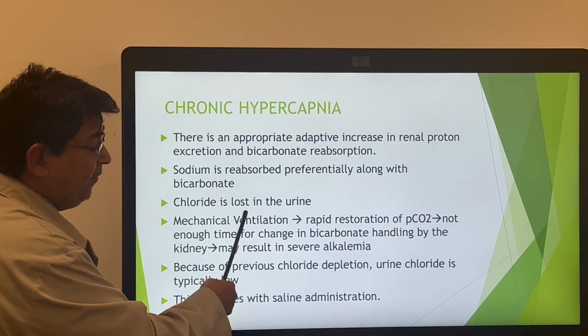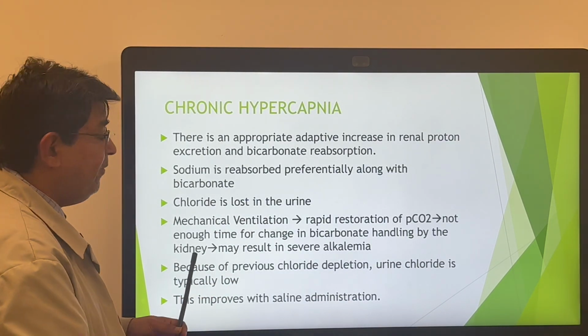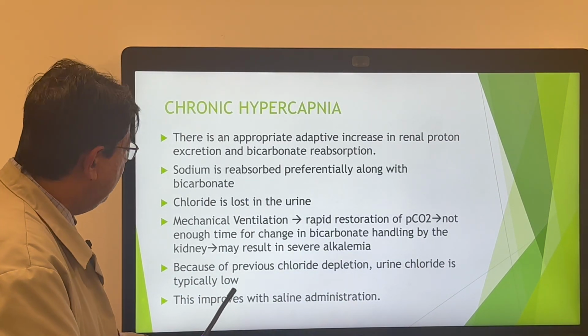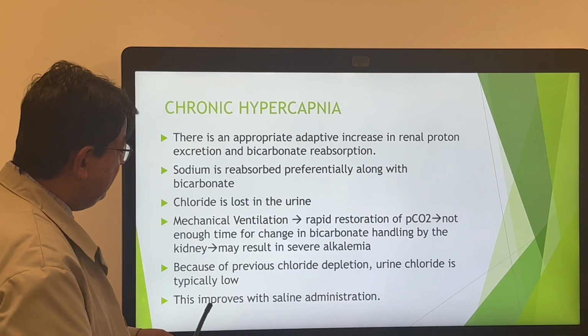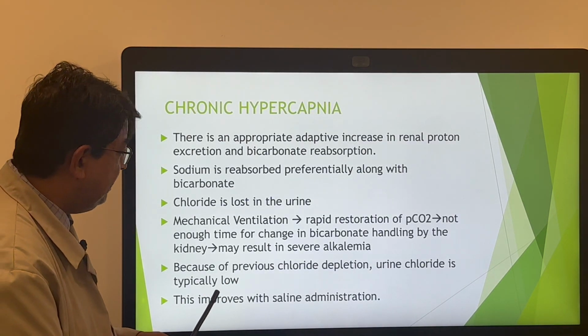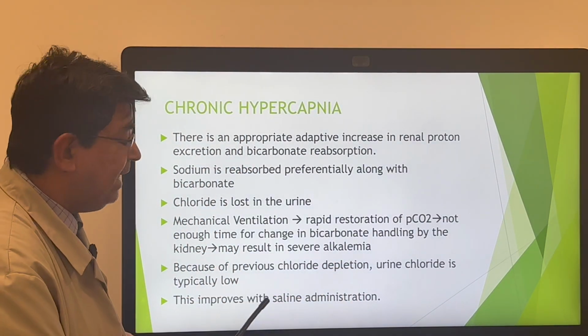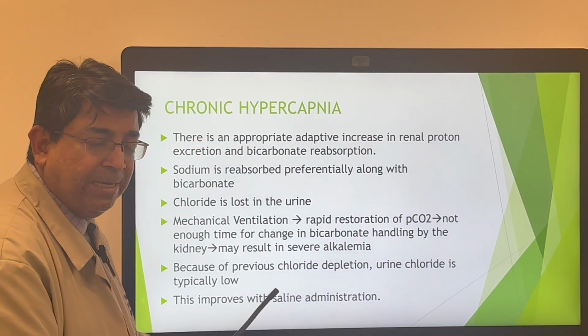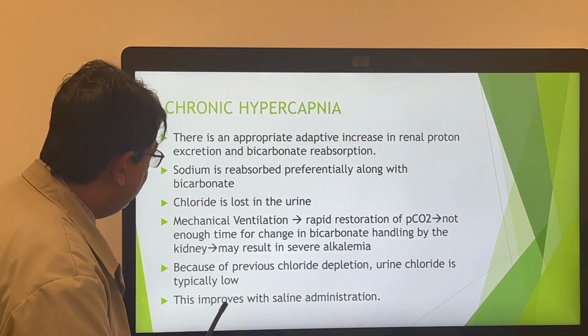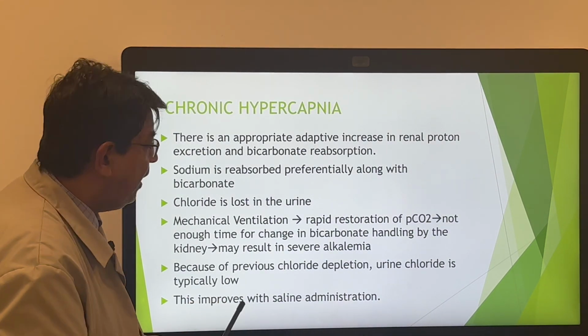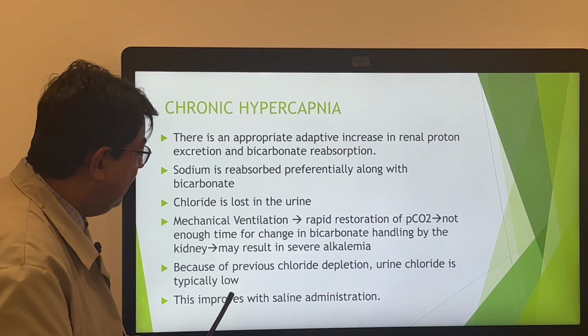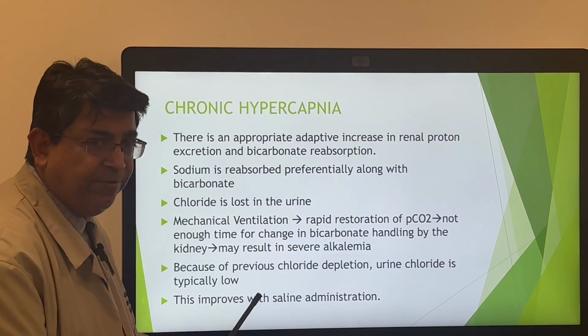So basically what happens is that you have mechanical ventilation. Somebody with chronic hypercapnia gets sick. The patient is rapidly intubated and ventilated. You have a rapid restoration of the PCO2, but the metabolic axis is slow to catch up. So there's not enough time for change in bicarbonate handling by the kidney, and this may therefore result in severe alkalemia.